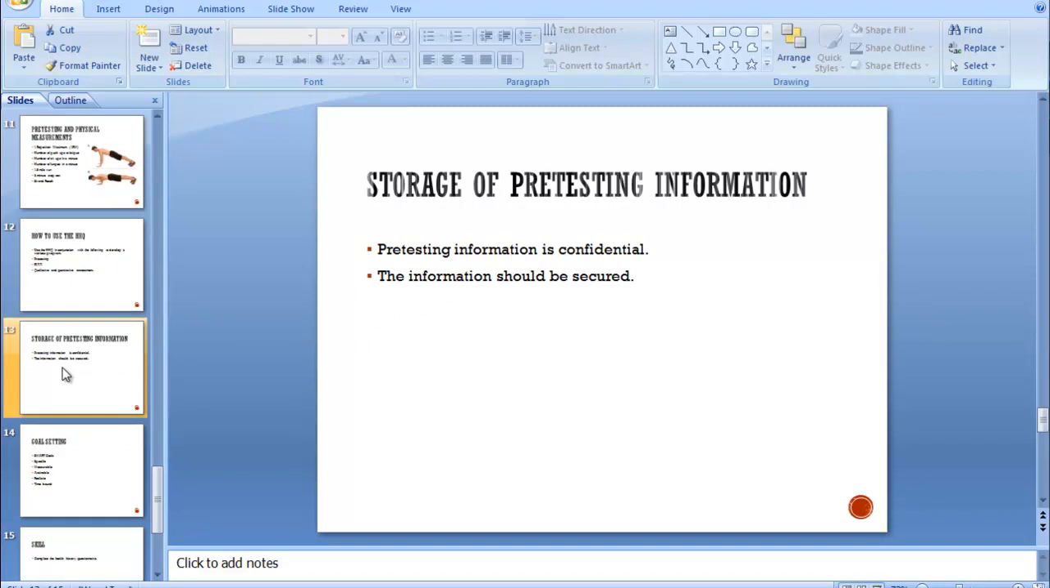So, storage of pre-testing information. If you have a client and you're doing pre- and post-testing on them, you don't want anybody else to get access to that information. It's confidential and you don't need to talk about it. You don't want to be telling somebody about somebody else's weight or how they did on a test. It needs to be secured somewhere, and you need to make sure that you're not talking about it.